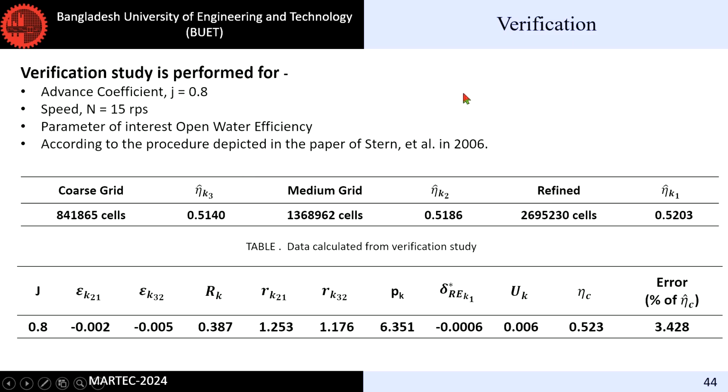We have done the verification study for advance coefficient 0.8 according to the paper of Stern et al., where they used Richardson extrapolation to calculate the uncertainties. The corrected value of the propulsive efficiency creates an error of 3.428% with the experimental data.